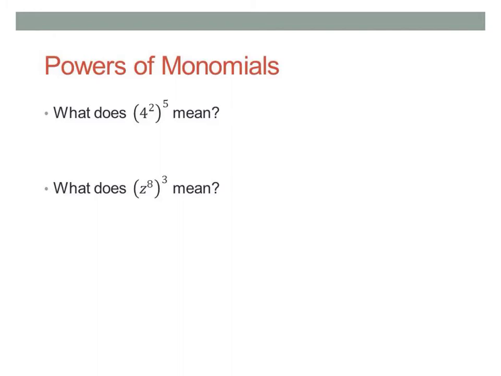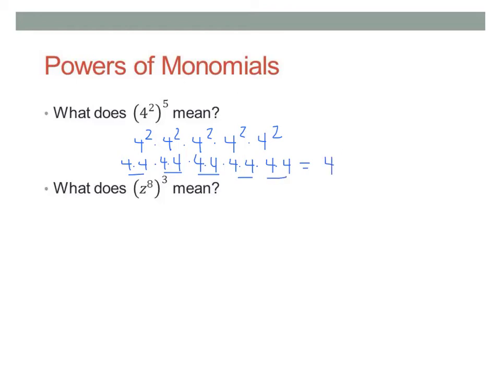Okay, another little exploration. So if I have 4 squared to the 5th, what does that mean? Well, that means I'm going to have 4 squared times 4 squared times 4 squared times 4 squared times 4 squared, which means I have 4 times 4 times 4 times 4 times 4 times 4 times 4 times 4 times 4 times 4. And how can I write that? Well, there's 2, 4, 6, 8, there's 10 4s, so that would be 4 to the 10th. So is there any way I can go from here to there?